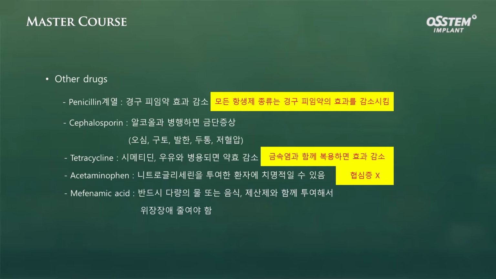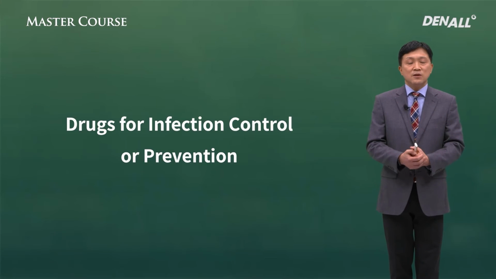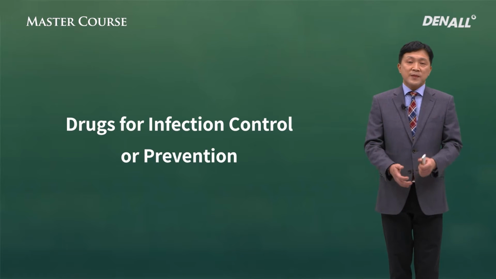Acetaminophen should not be used for patients with angina. Nitroglycerin, which can be fatal. Mefenamic acid, a representative NSAID, is also called Pontal. It should be taken with copious water, food, or antacid agent to reduce GI disorder. Most NSAIDs have these characteristics, which will be explained later. So that has been a brief general summary, and let's look at it in more detail.